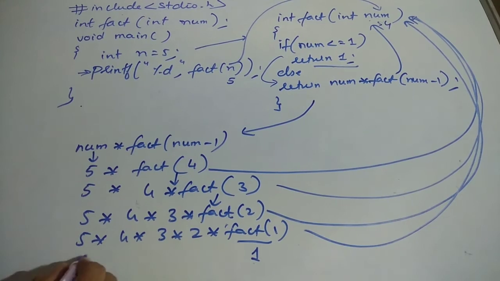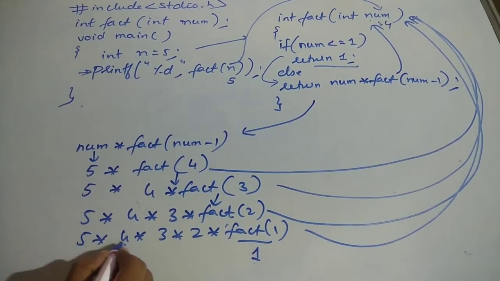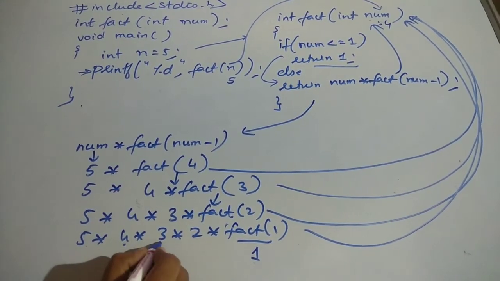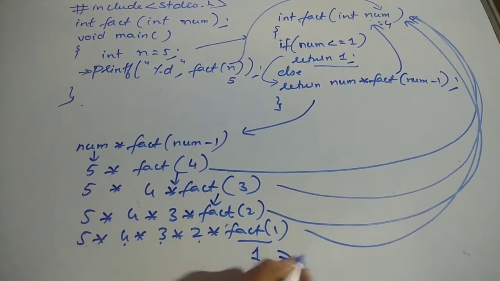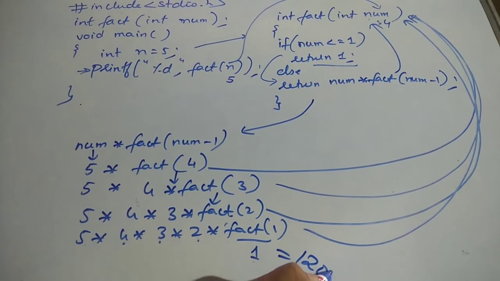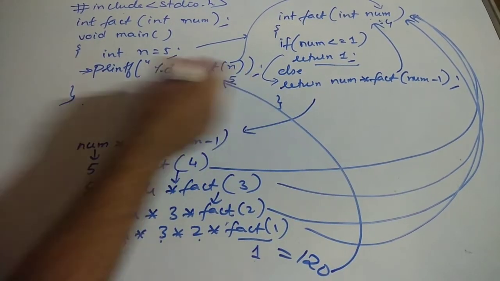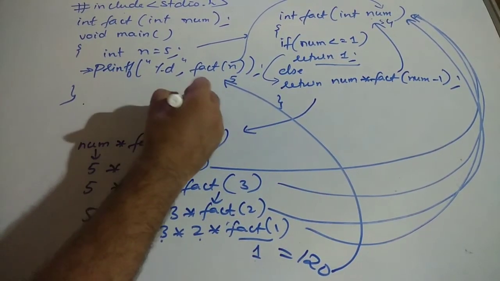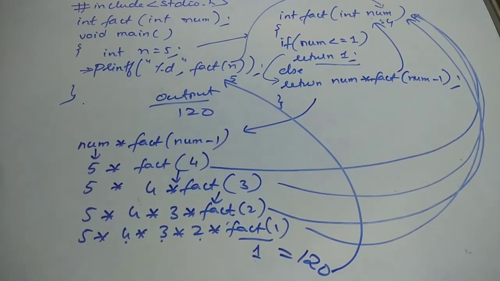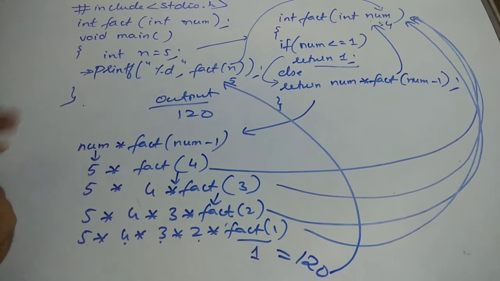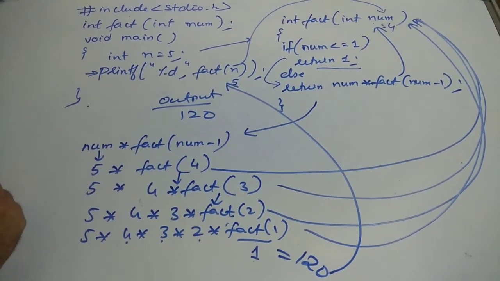So we'll get the answer as 5 into 4, 20. 20 into 3, 60. 60 into 2, 120. 120 into 1 is equal to 120. So this 120 will be written back here and it will be displayed. So in the output you will get the answer 120. That is, factorial of 5 is 120. Is it clear to all of you?